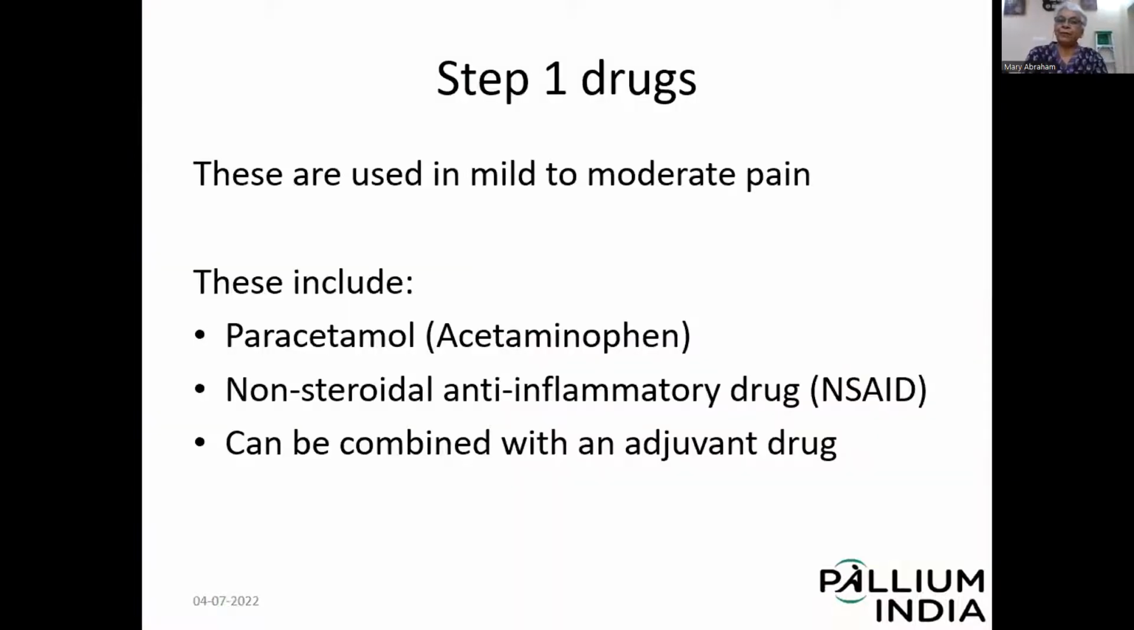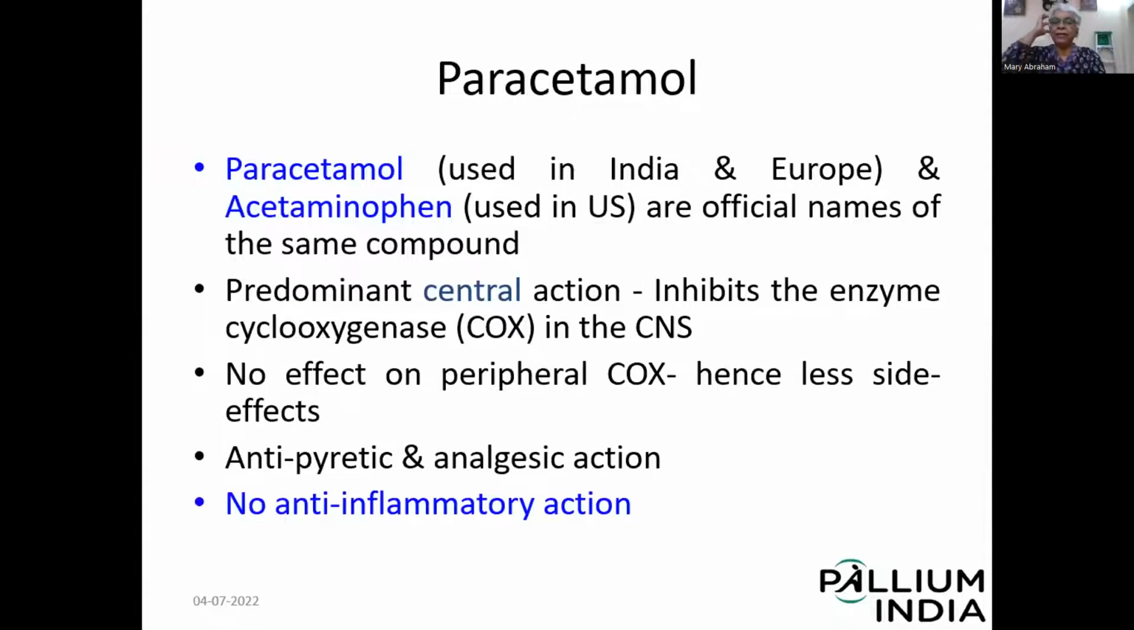Now let's discuss step 1 drugs. These are used to treat mild to moderate pain. They include paracetamol, or acetaminophen as it's called, and also non-steroidal anti-inflammatory drugs, and they can be combined with an adjuvant drug. Paracetamol is the term we use in India. In America, it is acetaminophen. It has got a predominant central action. That means it's acting on the central nervous system.